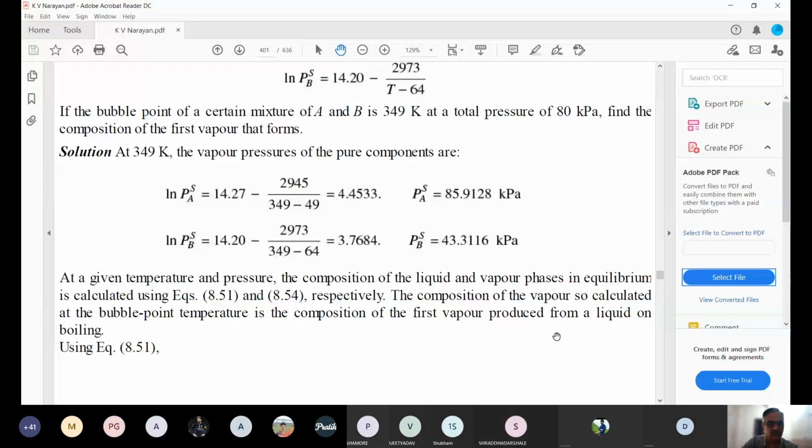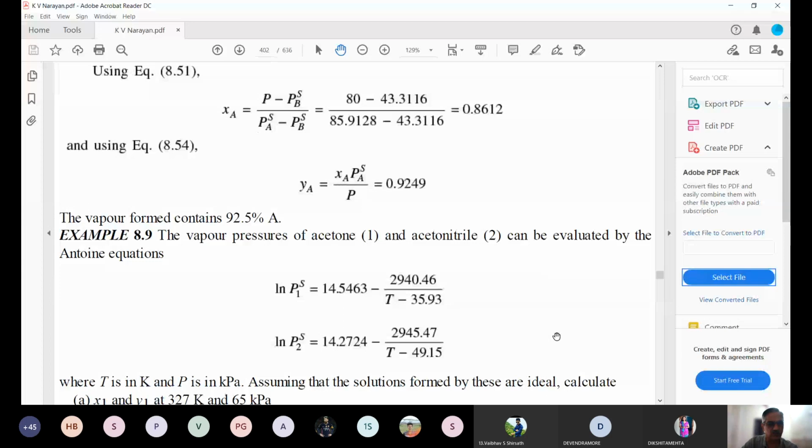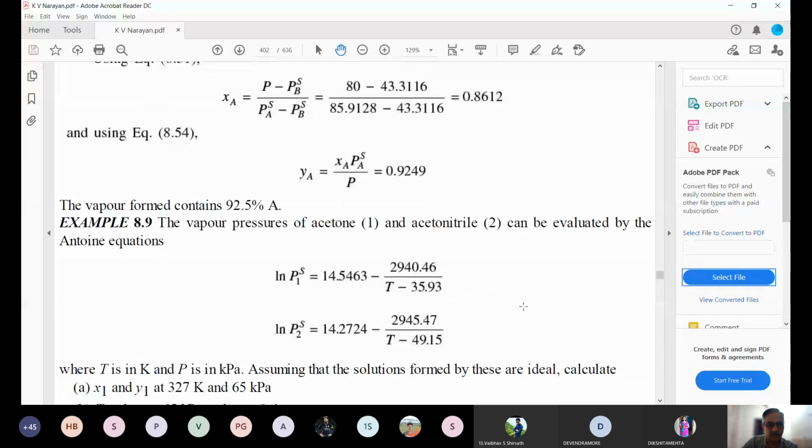ठीक है, ये हो गया। So simple thing. Now we'll go to little more complex thing. 8.9. The vapor pressures of acetone and acetonitrile are evaluated by Antoine equations. Now we have 3-4 parts of it, where T is in Kelvin and P is in kilopascal.